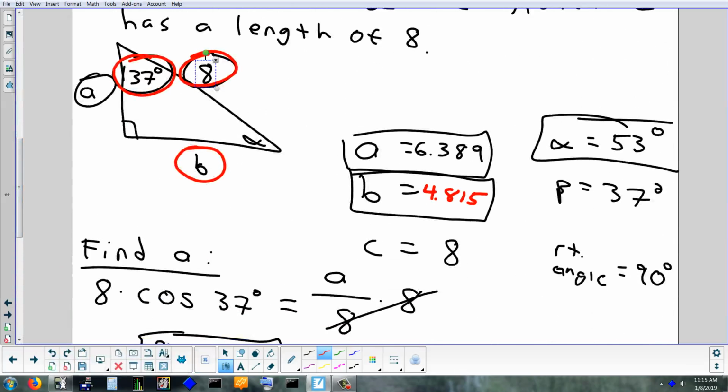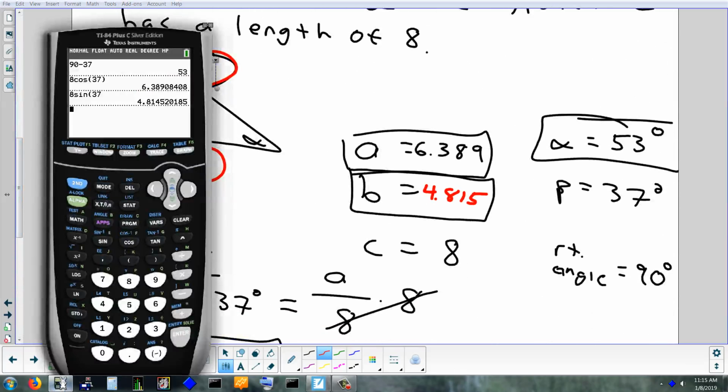Now, I didn't use the Pythagorean Theorem at all. But what I'm going to do is check my answer. I'm going to do 6.389 squared plus 4.815 squared. And a squared plus b squared should equal what? C squared. And in this case, c squared is how much? 64. It should come out to 64.